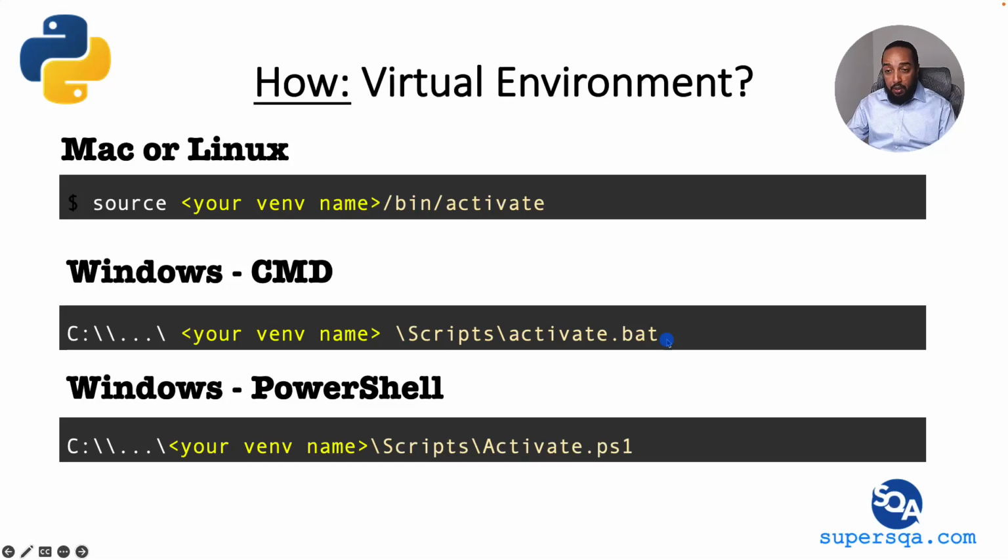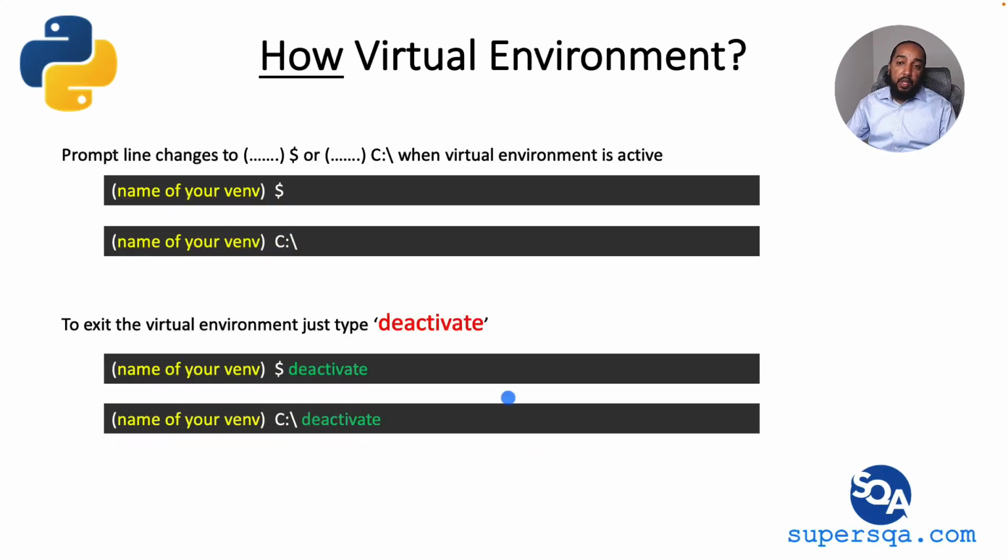Again, we're going to see that. We're going to see it on Windows and on a Mac in just a few minutes. And on Windows, if you're using PowerShell, it's the exact same thing, but you're going to run a different script. There's a script for CMD, which is .bat, and there's a script for PowerShell, which is .ps1 with an uppercase A. We're going to see that next. As soon as you activate it, it's going to show up like this. The name of the virtual environment is going to be at the beginning of your prompt, and that's how you know it's activated. You can also do which python to see which Python is being used. It should be using the one that's inside the virtual environment.